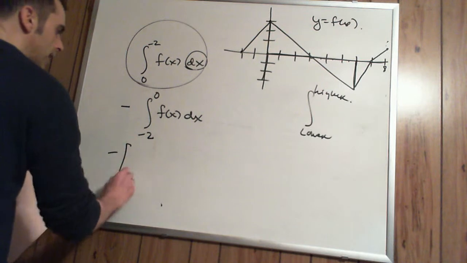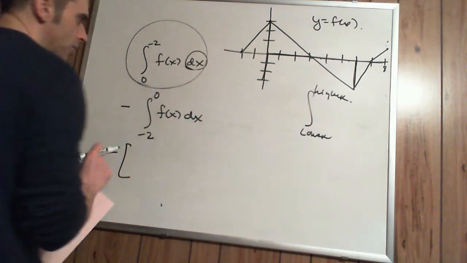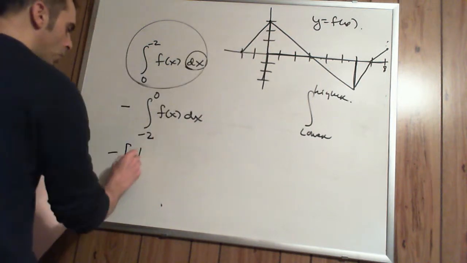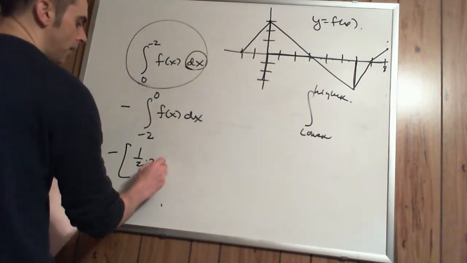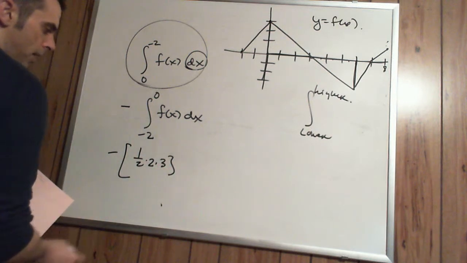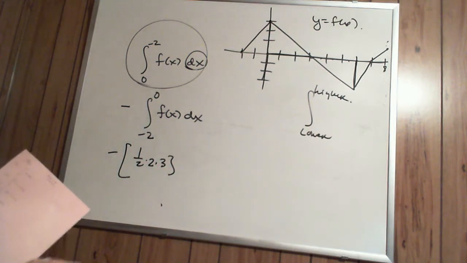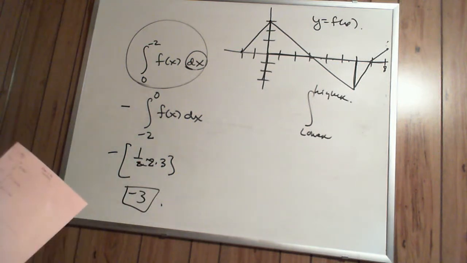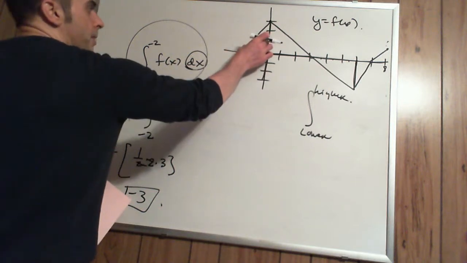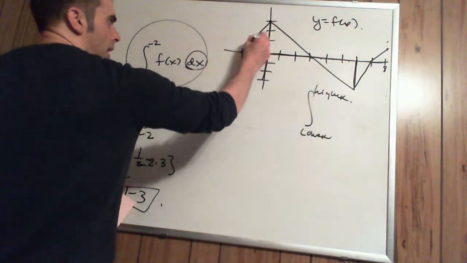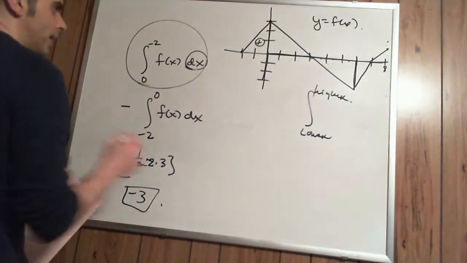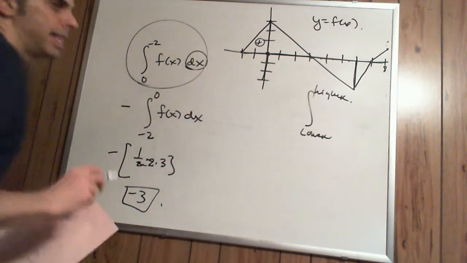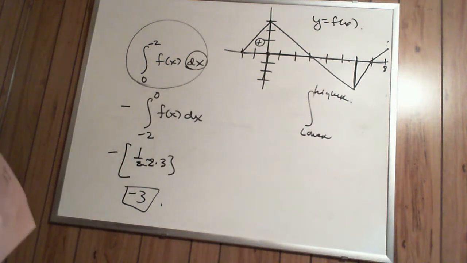So this would be a negative times whatever this area is. Well, since this area is above the x-axis, it'll be positive. So it'd be 1/2 times the base, which is 2, times the height, which is 3, which would be negative 3 overall. And you think, well, wait a minute, it's above the x-axis and it's originally positive, but because we were integrating from a higher number, 0, to a lower number, that value gets assigned a negative.